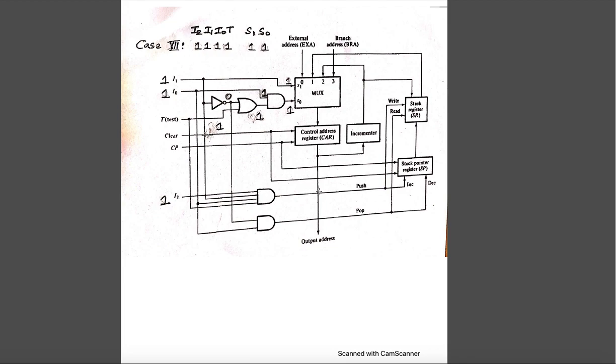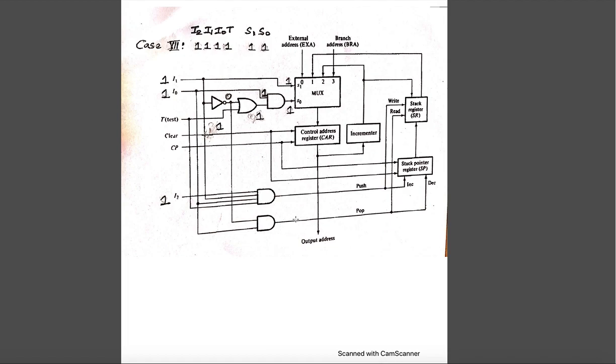That is why in the last case there is a push operation enabled. First, the increment operation is enabled so that the stack pointer gets incremented to point to a new location in the stack register, and to that new location a write operation is done. This write operation writes the CAR plus 1 address to that location. Whenever a pop operation is present, the stack pointer register will decrement, and it will read the content of the stack register.